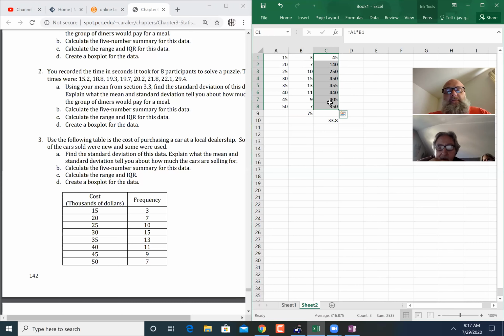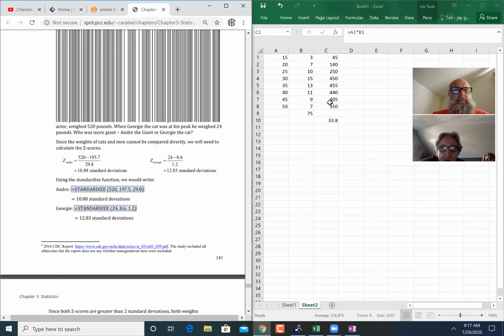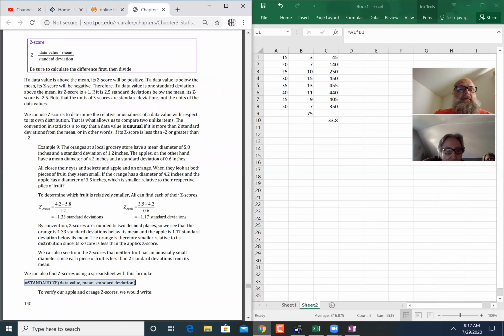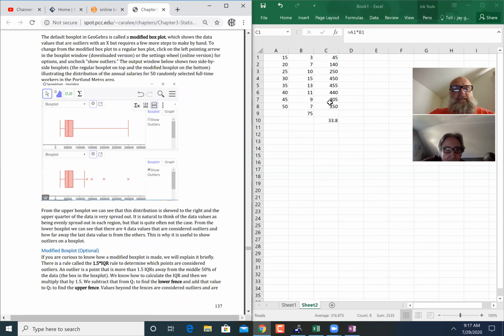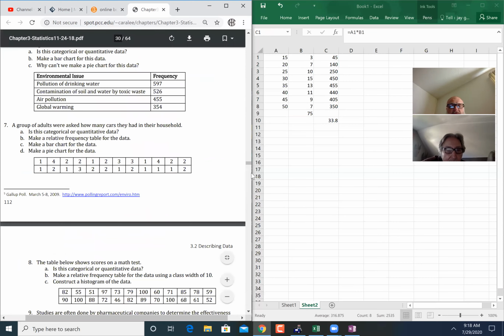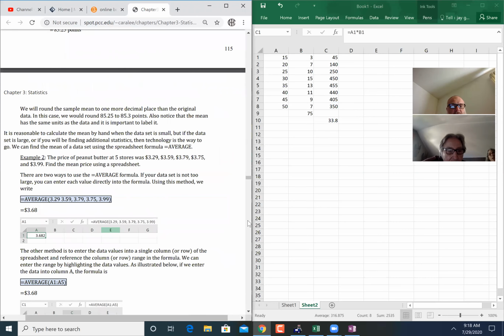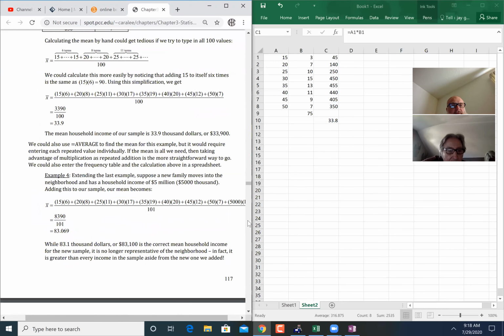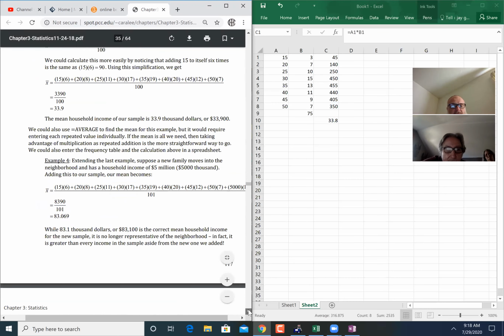There are several ways to do this. If you come back up here in the book, you'll see there's a formula for that. I want to show you the formula in a second. Right there, that's what we just did. That's how we found our average. And then the standard deviation will be down here.